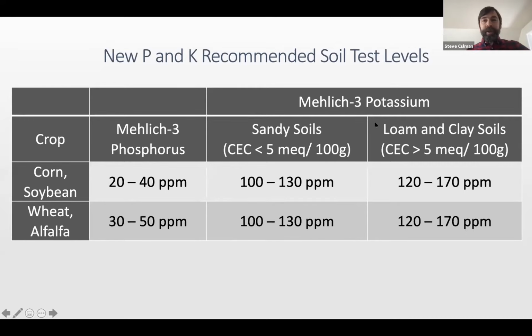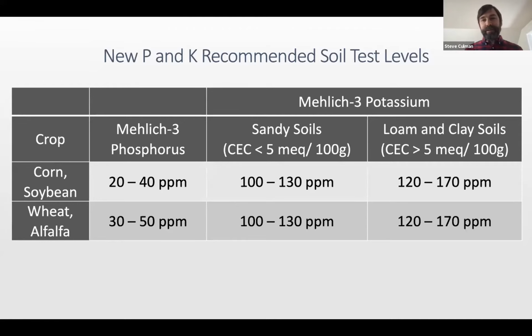And then for potassium, another major change is that critical level used to be scaled by CEC, and we just really didn't see any evidence that there was a need for that. Really, the tri-state was the only state in the north central region to manage K that way. Again, we found no evidence that that was necessary.